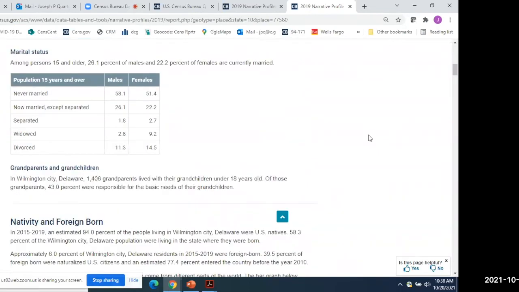That's a question that's not asked on the decennial census, by the way, but it is asked in the American Community Survey. So we could see that this information, 58% of males in Wilmington, that would be those 15 and older, not younger than that, 58% of males in Wilmington have never been married. And you can see the other statistics there.